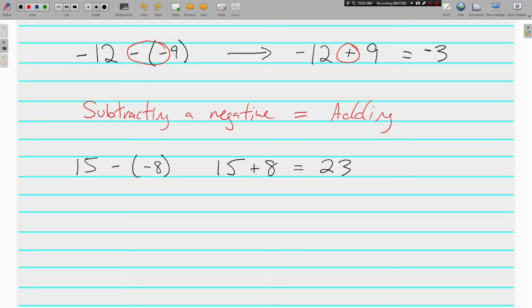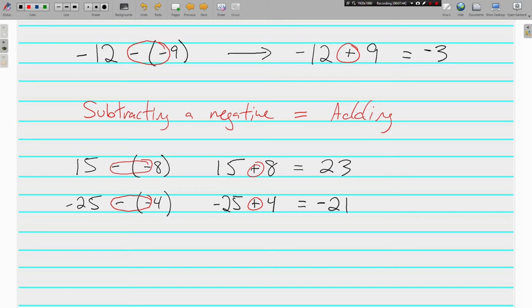Another example. Negative 25 minus negative 4. Again, we're going to rewrite as negative 25 plus 4. Subtracting a negative, same thing as adding. Negative 25 combined with 4, the signs are different, so we subtract, and the stronger number is negative.